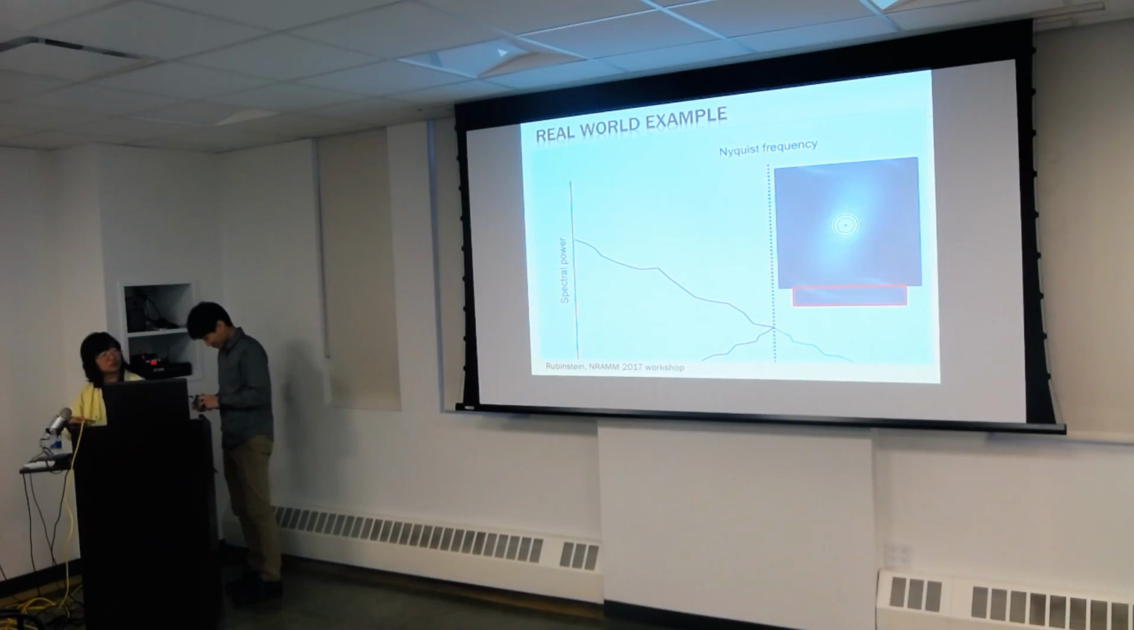So you're going to see inside your image something that doesn't look right, which in fact is a direct mirror of what should be on the outside of the range that you can look at.